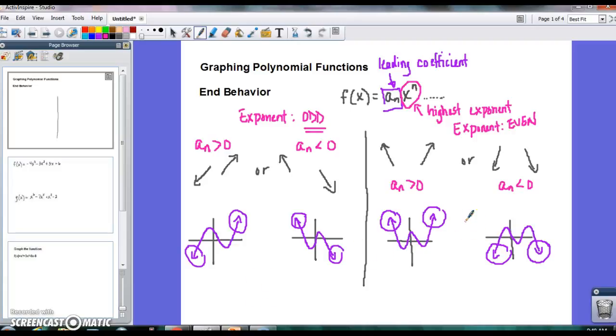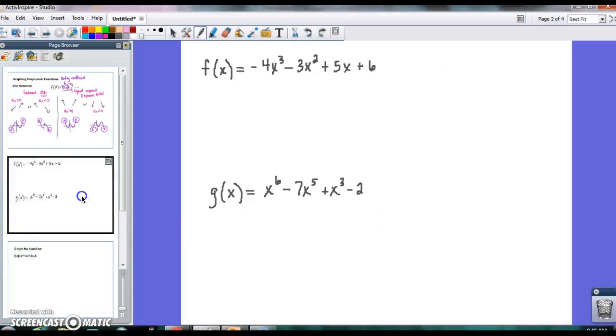Those are things that you have to make sure that you know. I know there's a lot of information there, but somehow make sure you process which is which. And I'll show you a couple examples here. If I ask you to describe the end behavior of each of these functions, I don't care about the rest of the function. This right here is the only thing I care about, because that dictates everything.